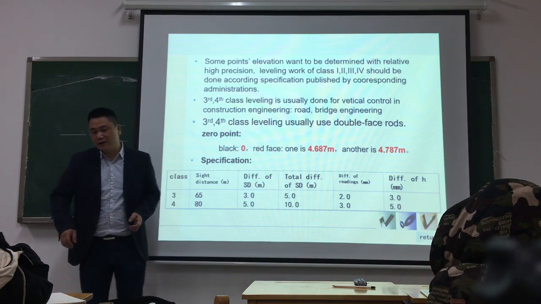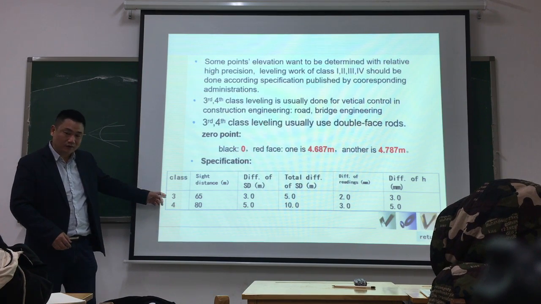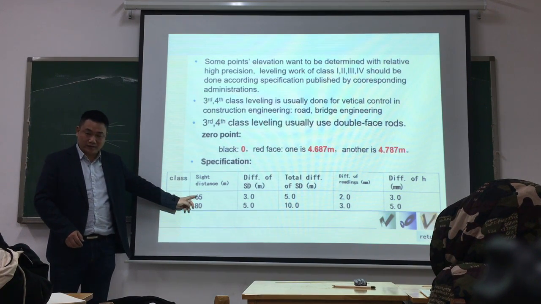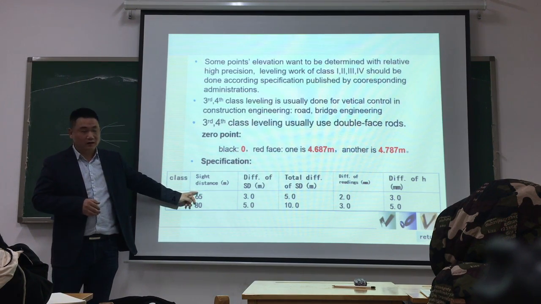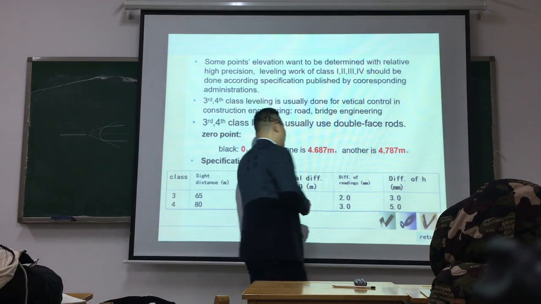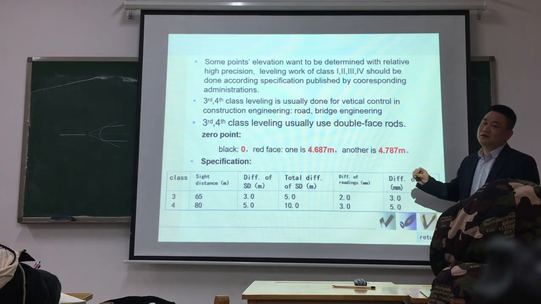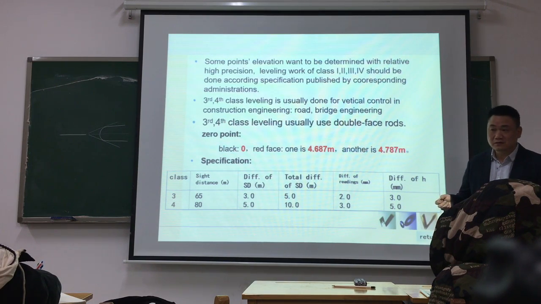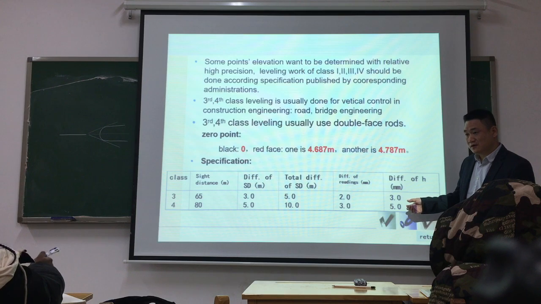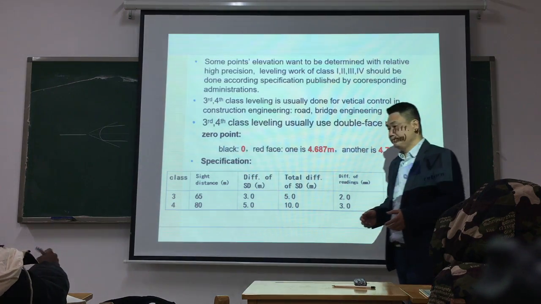For example, for second class leveling route, second order, this index should be less than 50. And for second class leveling route, this should be less than 0.5, 0.7 millimeter. This is high precision. Of course, the instrument used is different.